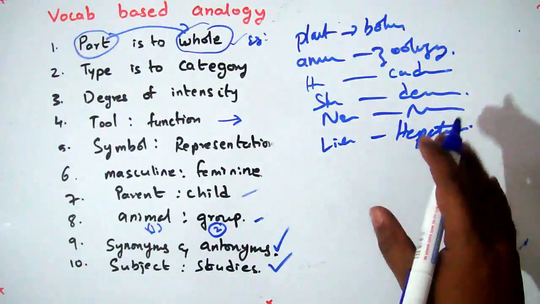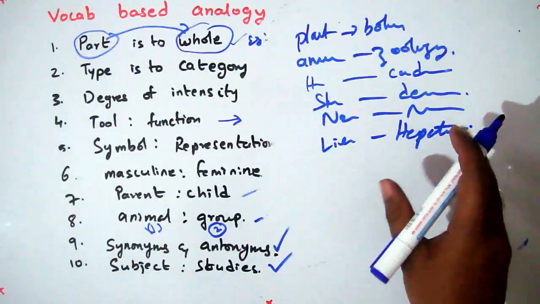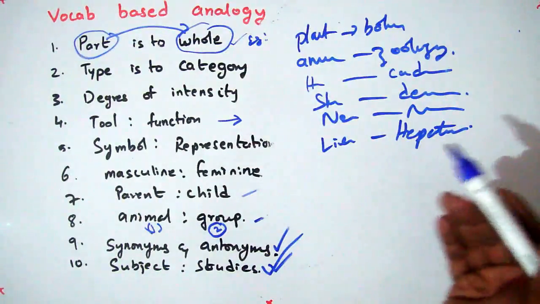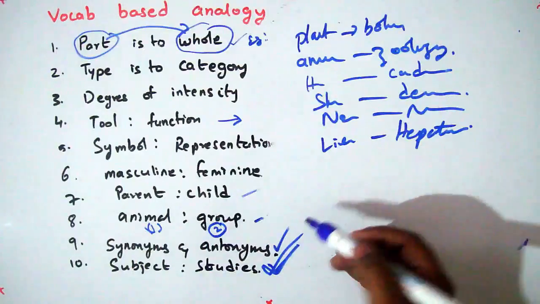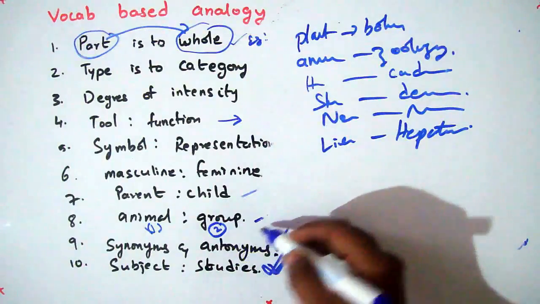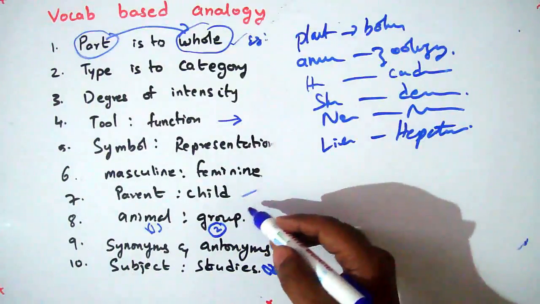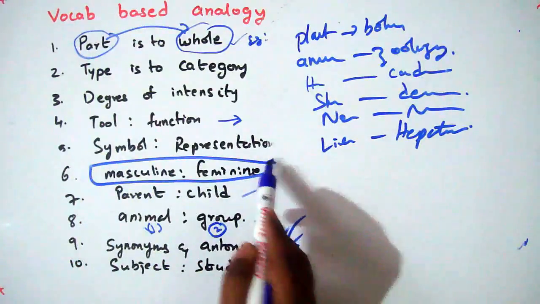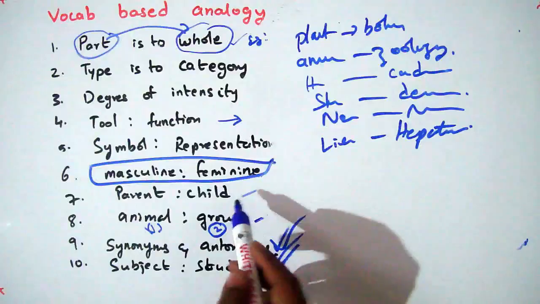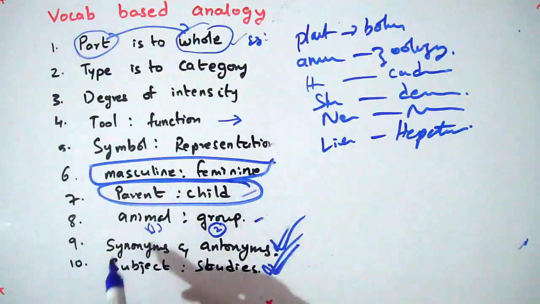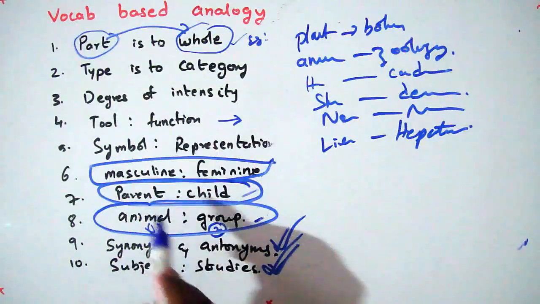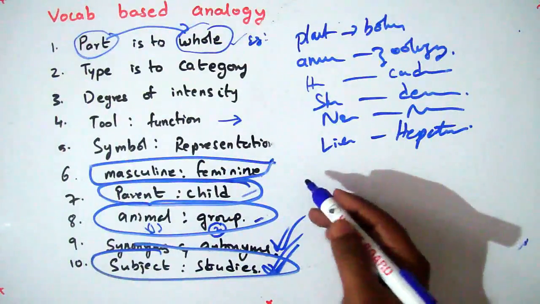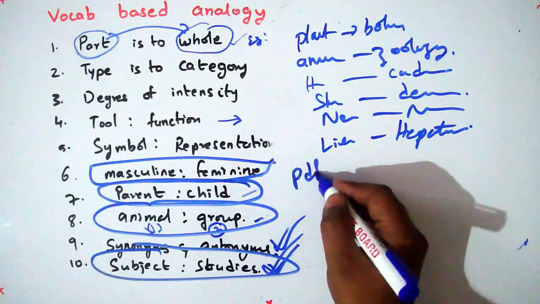Okay, friends, I will give you the list of studies and their ologies. Not only synonyms and antonyms, but I will also give masculine, feminine, or male and female in animals, and parent and child, animals and their groups, and subject and studies. I will give all these 4 PDFs.